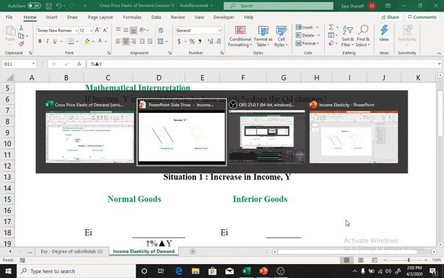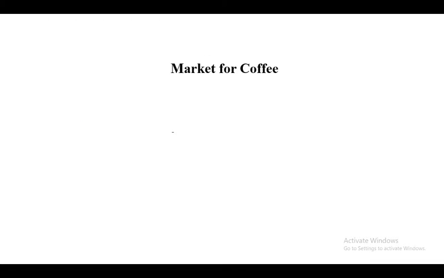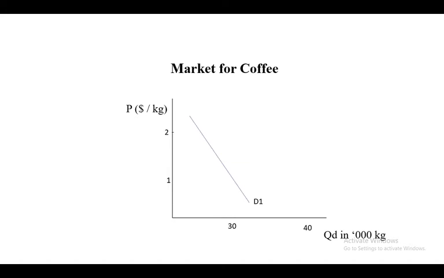Let's take the example of a graph in order to understand this. Let's say this is the market for coffee. On the vertical axis, I have taken price in dollars per kg. On the horizontal axis, we have quantity demanded in 1000 kgs. Let's say this is our demand curve 1. A positive demand shock, let's say an onset of winter season, shifts the demand curve to the right. This is our new demand curve, D2.